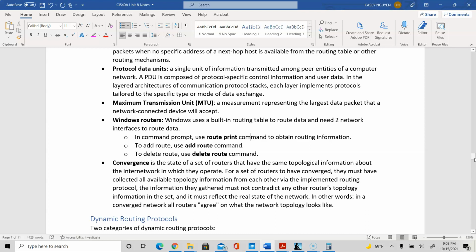Convergence is a state in which routers have the same topological information about the internetwork in which they operate. So if a number of routers converge, they have to have all the available topology information from each other, between router A and router B, to be implementing the routing protocol. It must not contradict one another's topology, and it would establish an agreement. That way, those two routers or those multiple routers will be able to communicate, as they are already aware of the topology.